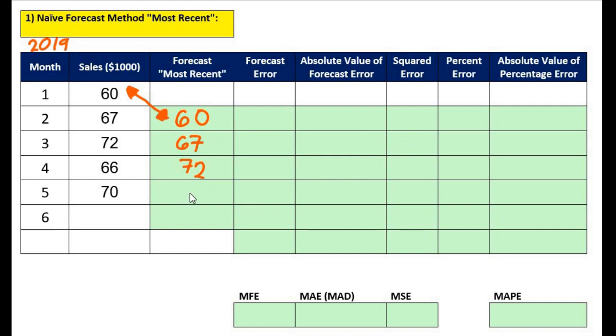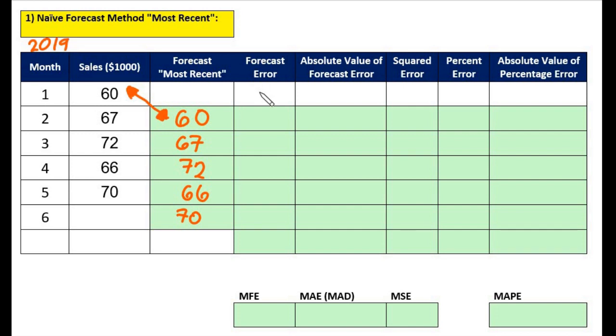For month 5, 66. And then for month 6, since we don't have the actual sales yet, we are going to forecast what the sales would be for month 6. Since we're still using the naive forecast, our forecast then will be 70.